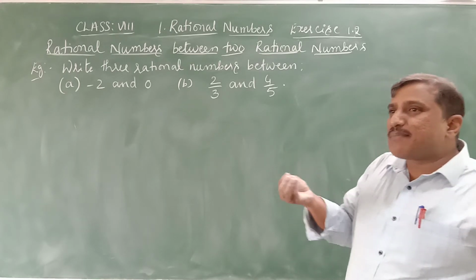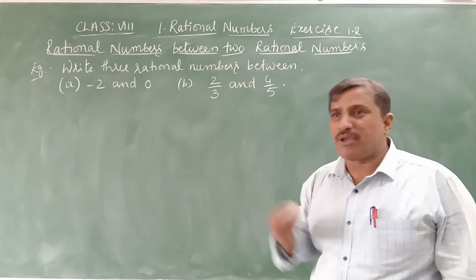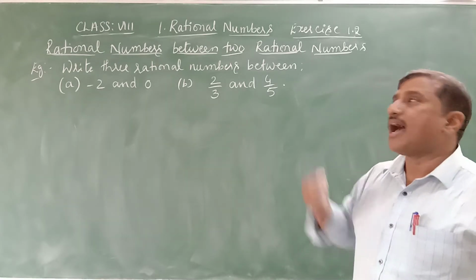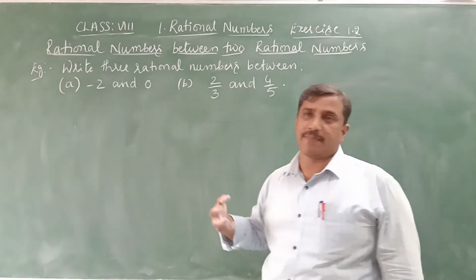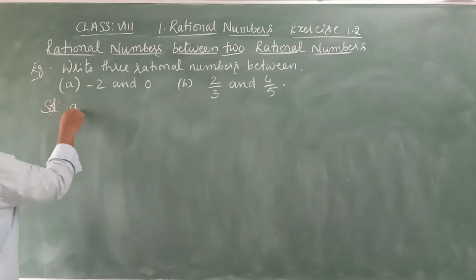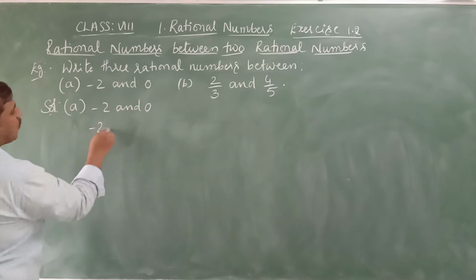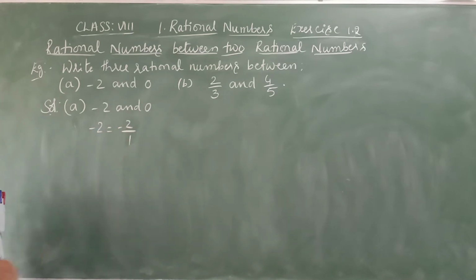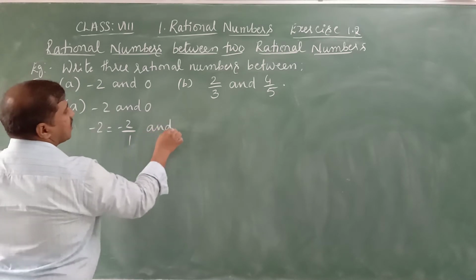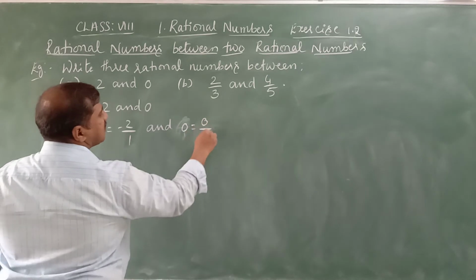So if the given rational numbers are not in the p by q form, write them in the p by q form with the denominator 1, and continue the same steps. So here, the first question, we have -2 and 0. -2 is equal to -2 by 1, and 0 can be written as 0 by 1.